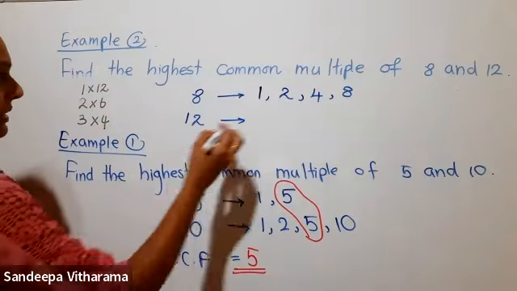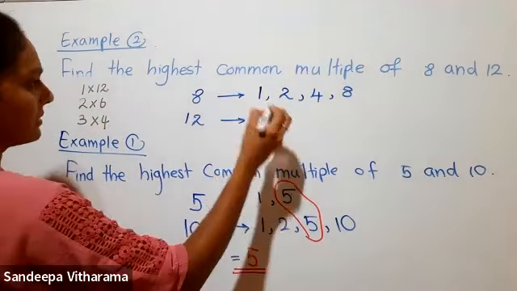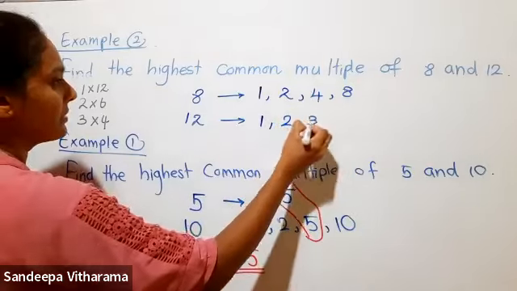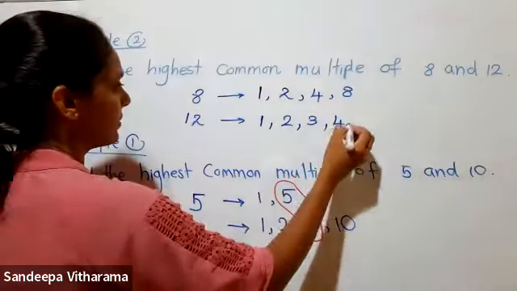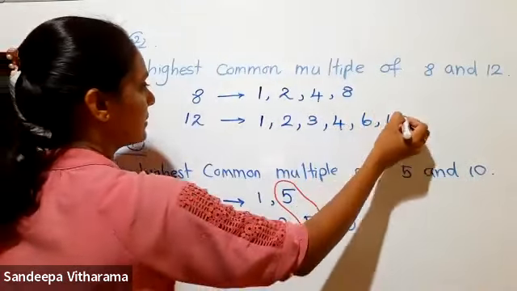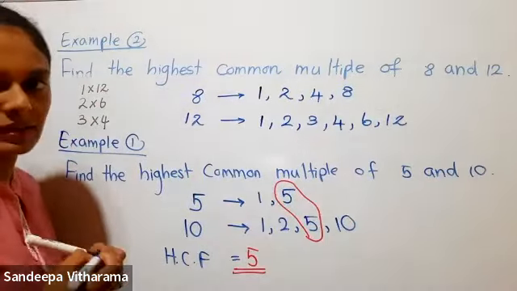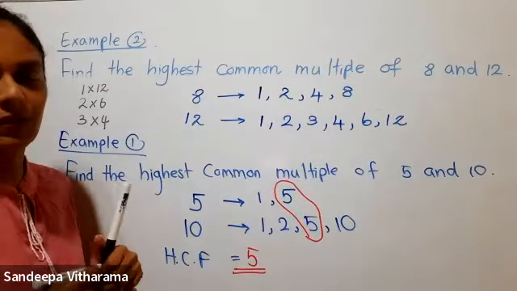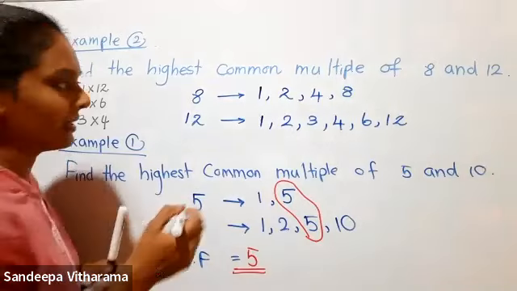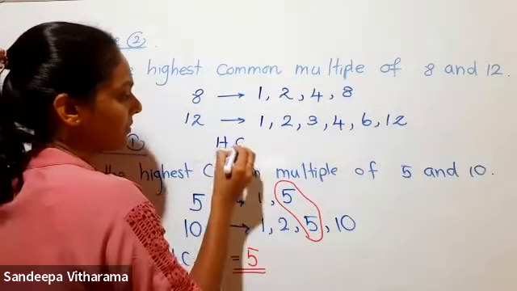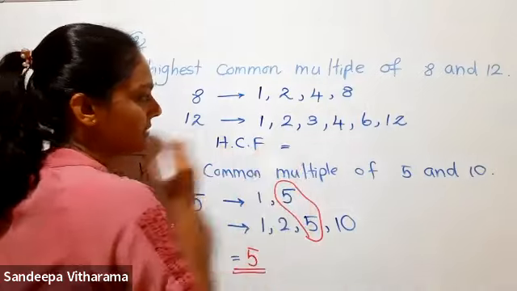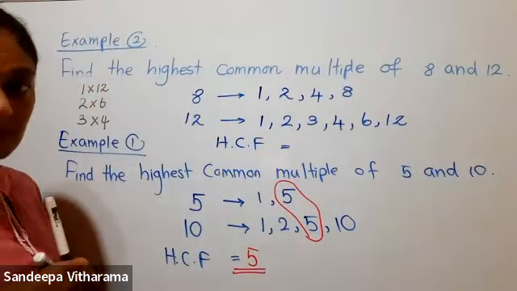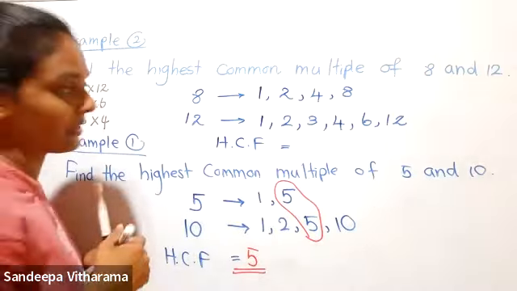Okay. So, what are the factors of 12? We can list out 1, 2, 3, 4, 6, 12. These are the common factors of 8 and 12. Then what is the HCF? Identify the HCF. Highest common factor. Very good.